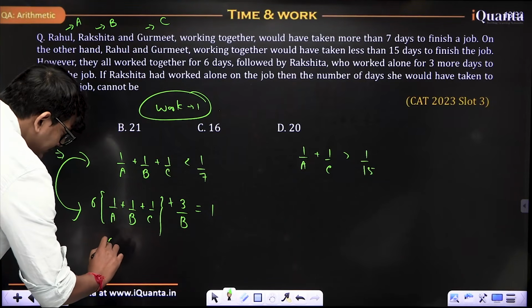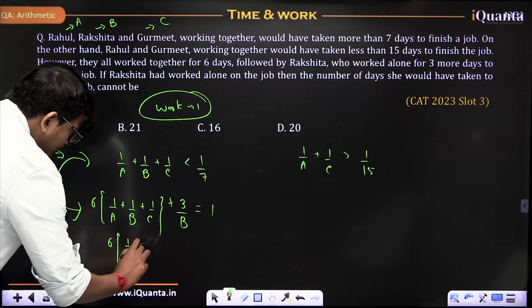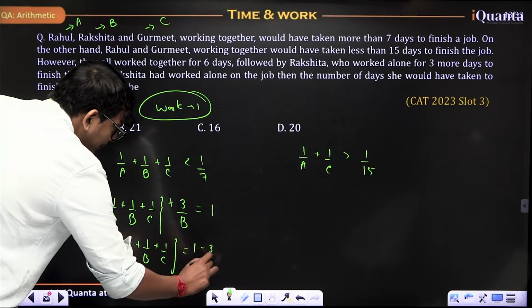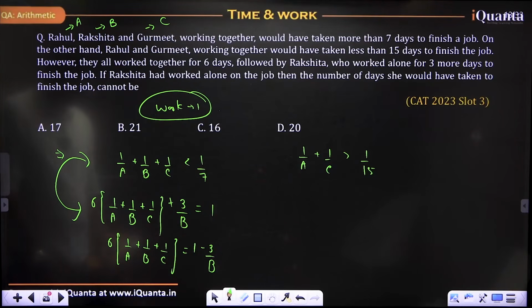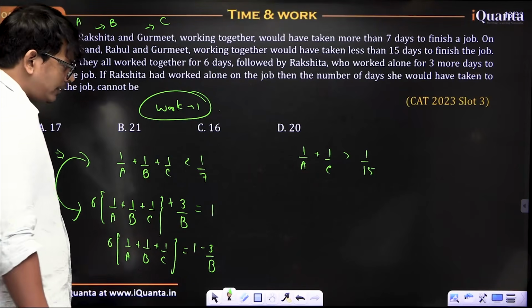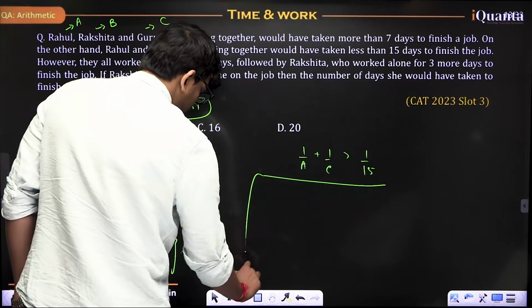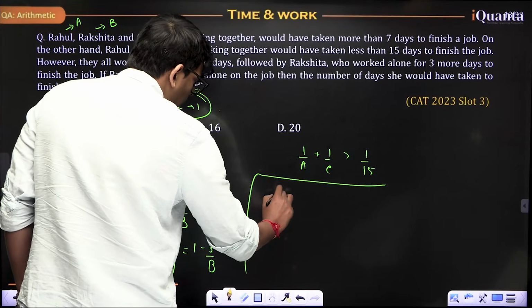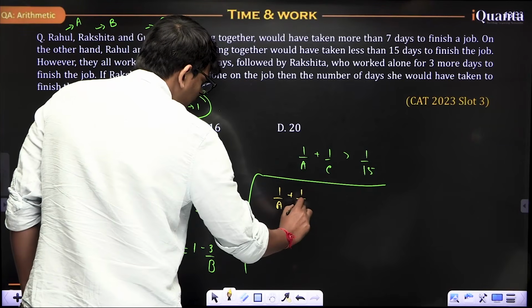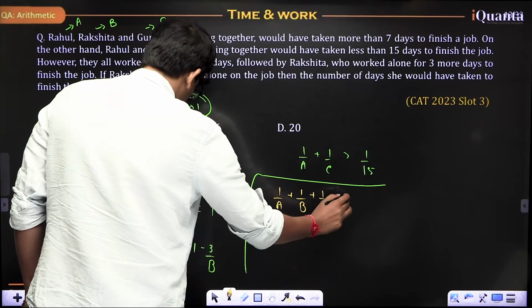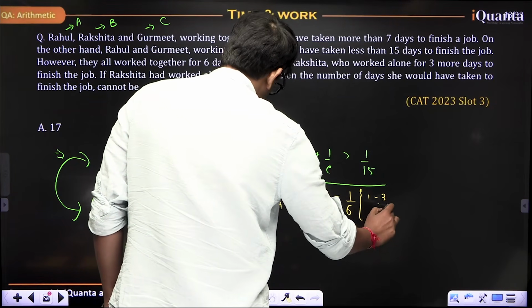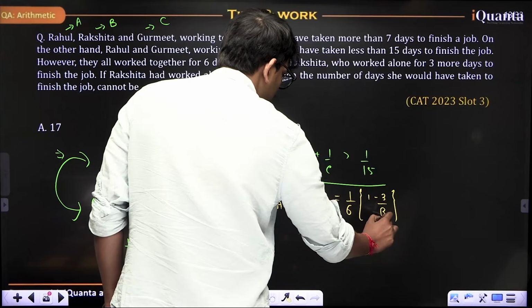So we can say 6 into 1 by A plus 1 by B plus 1 by C is 1 minus 3 by B. Right? And 6 goes to left and right hand side. So we get to know the value of this. We will find out the value of this. So 1 by A plus 1 by B plus 1 by C is equal to 1 upon 6, 1 minus 3 by B, right?